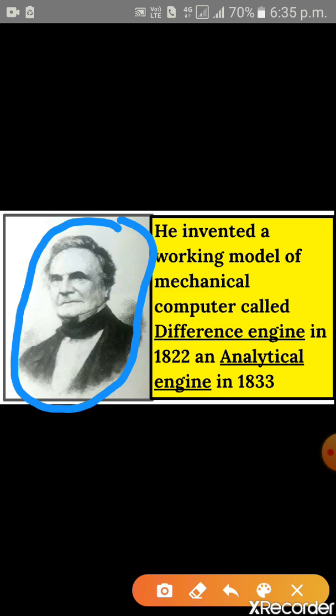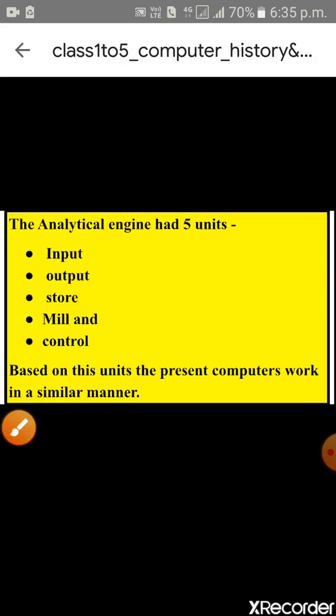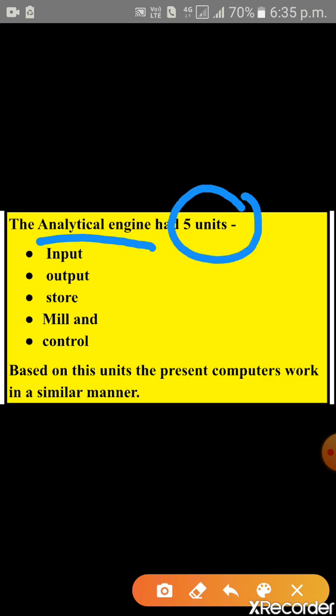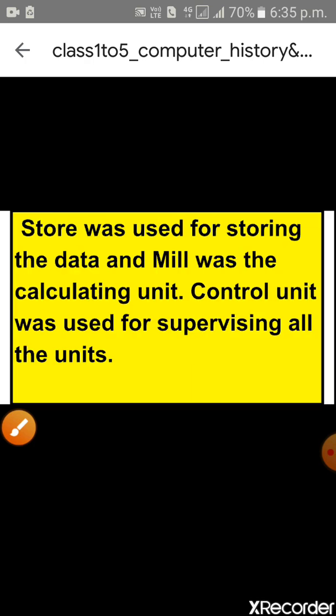He invented a working model of a mechanical computer called the difference engine in 1822 and the analytical engine in 1833. Children, the analytical engine had 5 units: input, output, store, mill and control. Based on these units, the present computers work in a similar manner.